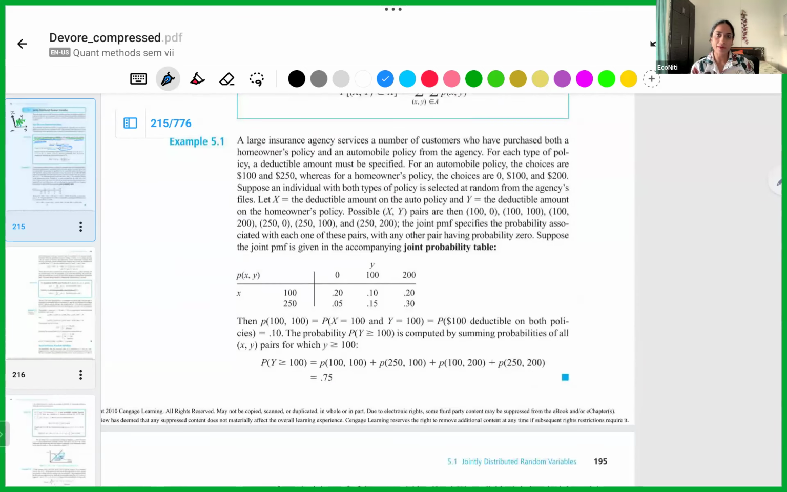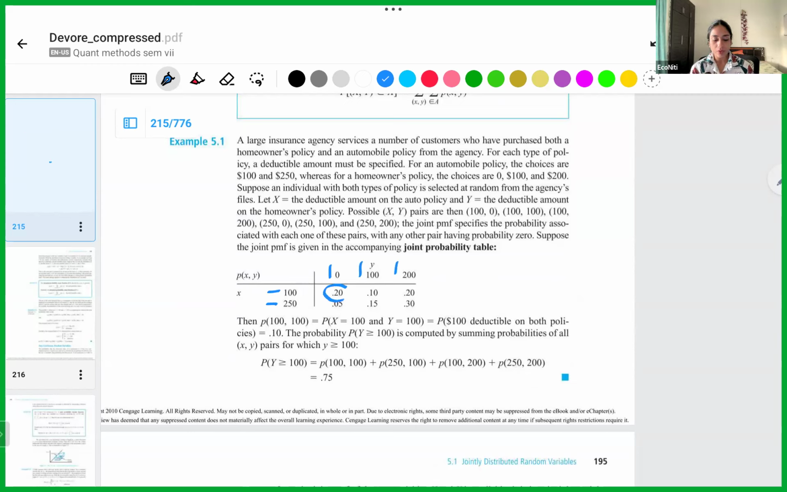Then the joint probability table में तुम discrete के लिए you can actually plot things on the table. If you have two random variables, तो तुम table में plot कर सकते हो. This is the possible values that your x can take. This is the possible values that your y can take. X can take 100 and 250. Y can take 0 and 100 and 200.